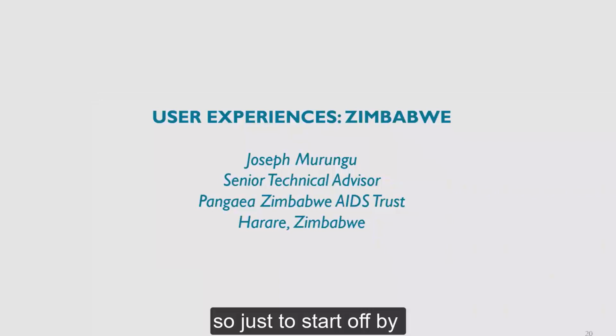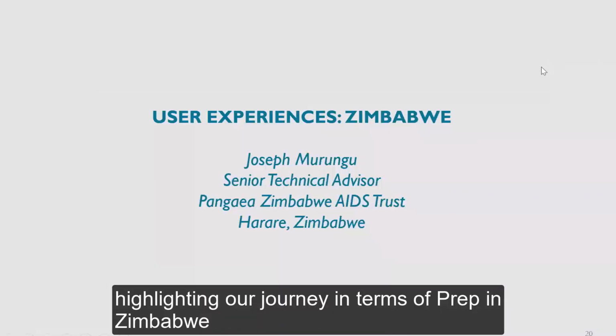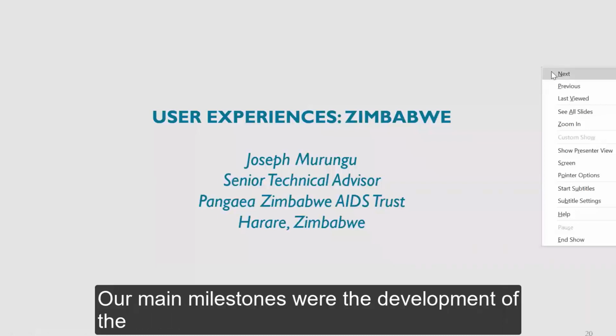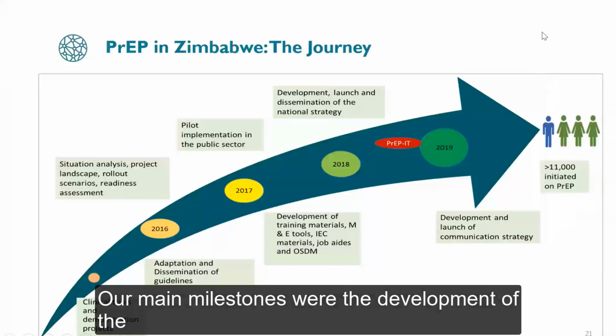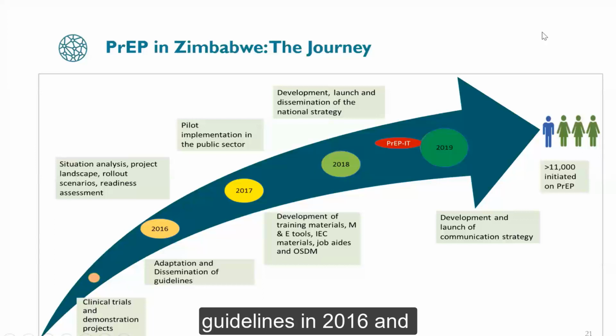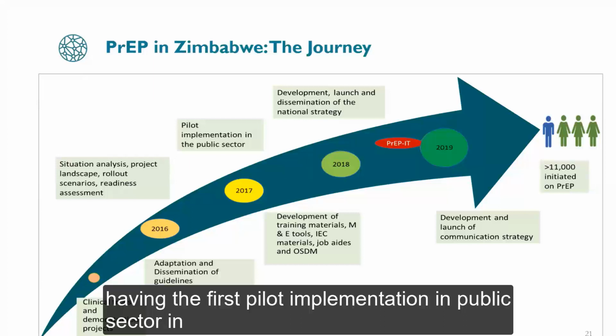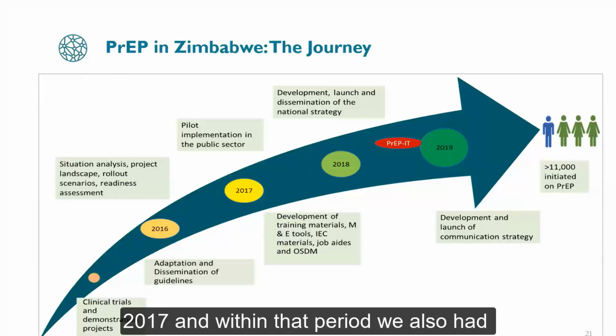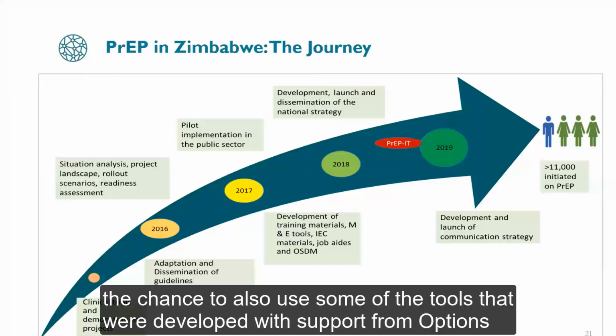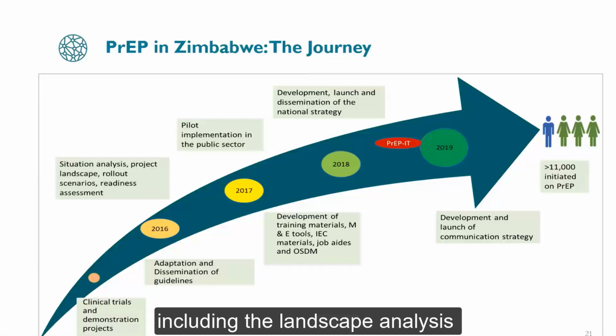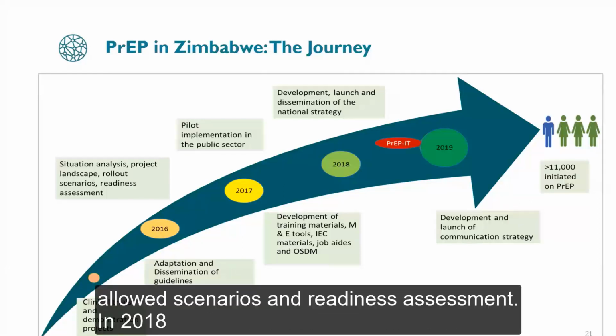To start off, I want to highlight our journey in terms of PrEP in Zimbabwe. Our main milestones were the development of the guidelines in 2016 and the first pilot implementation in the public sector in 2017. Within that period, we also had a chance to use some of the tools that were developed with support from Options, including the landscape analysis, rollout scenarios, and readiness assessment.